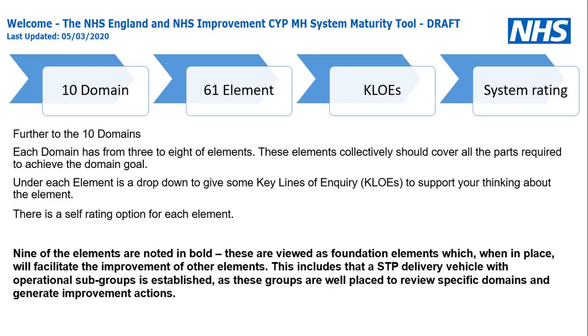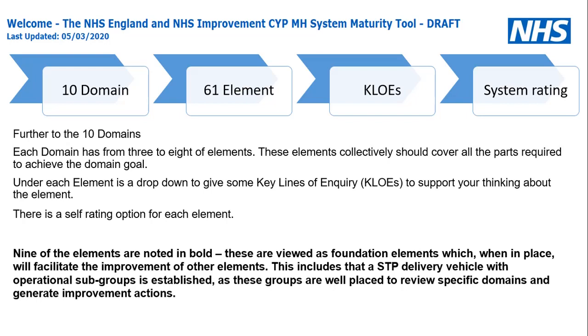So now we've thought about the 10 domains, we're now going to think about some of the layers that go underneath that. So underneath the domains we've got elements, and there are 61 elements in total in the tool, of which these are split between 3 and 8 under each of the domains. And these elements collectively should cover all the parts required to achieve the domain goal.